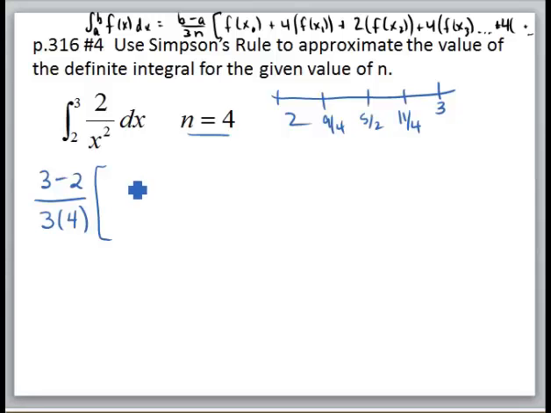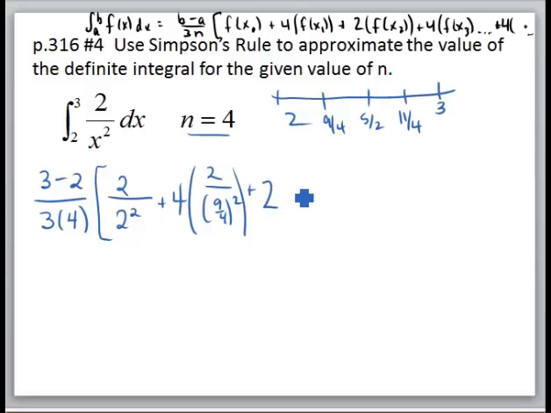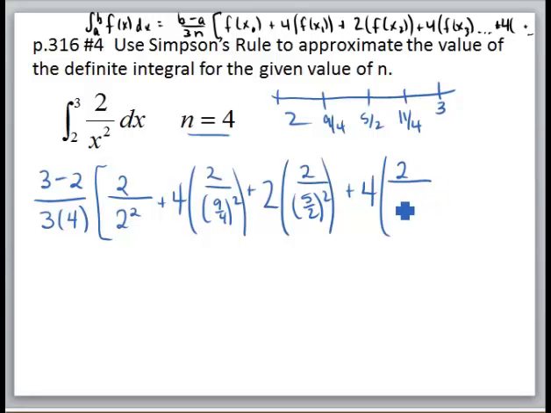So I'm going to write 2 over 2 squared plus 4 times, plugging in now 9/4, so I'd have 2 over 9/4 squared plus, now my coefficient's 2, and I'll put 2 over 5/2 squared plus, now my coefficient's 4, remember, it alternates back and forth between 4, 2, 4. First and the last are always coefficients of 1, so I have 2 over 11/4 squared. And then plus, remember the last one has a coefficient of 1, so it'd be 2 over 3 squared.